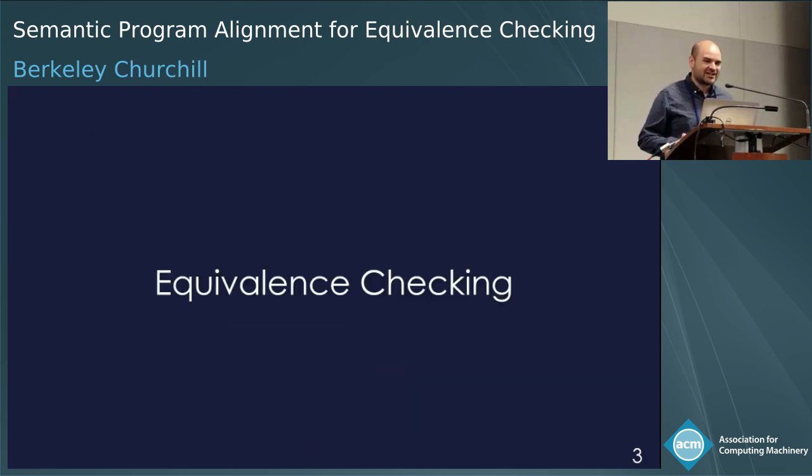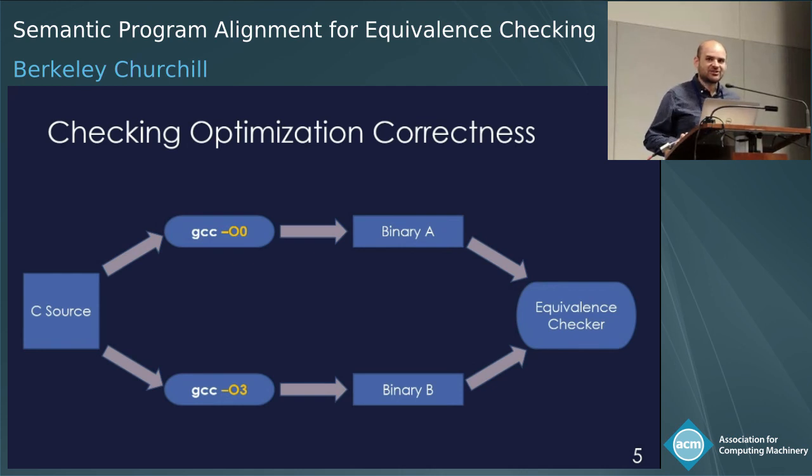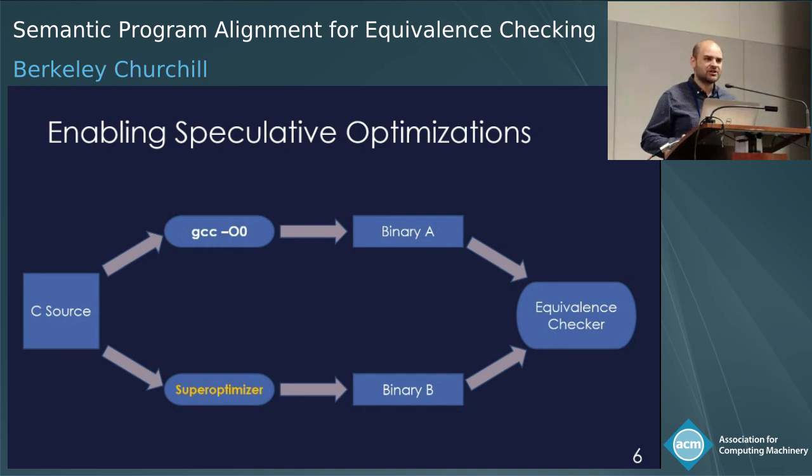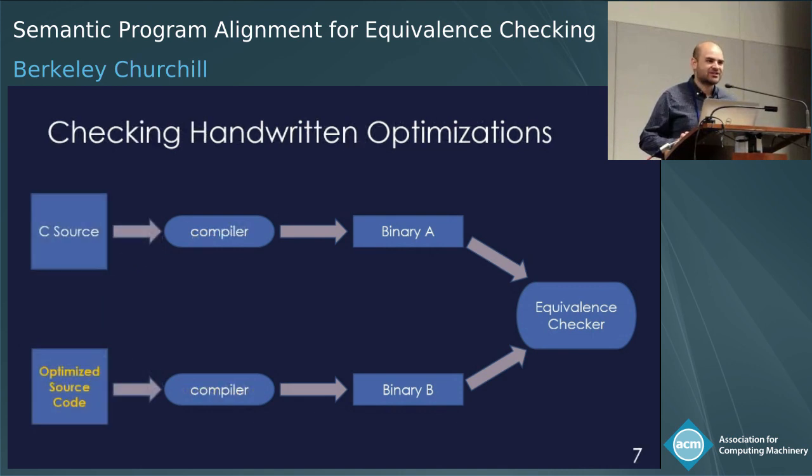Equivalence checking is the problem of taking two functions or procedures and proving that they are equivalent. We want to show that they perform the same computation. Key applications include checking the correctness of optimizations. You can compile some code with a compiler at the -O0 and -O3 optimization levels and check that you get the same behavior. You can enable speculative optimizations. For example, you may have a superoptimizer, which gives you faster programs that might not be correct, and so you can use an equivalence checker to verify them. You can also check handwritten optimizations, like the glibc example.